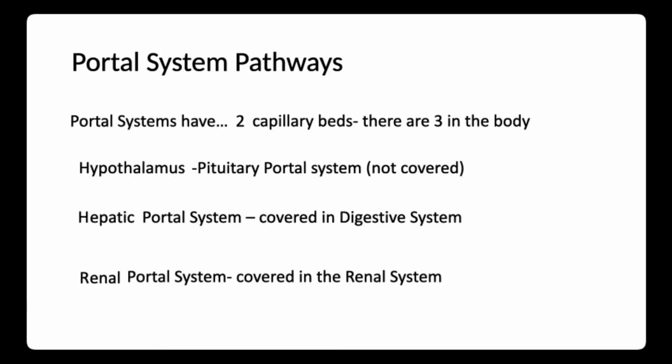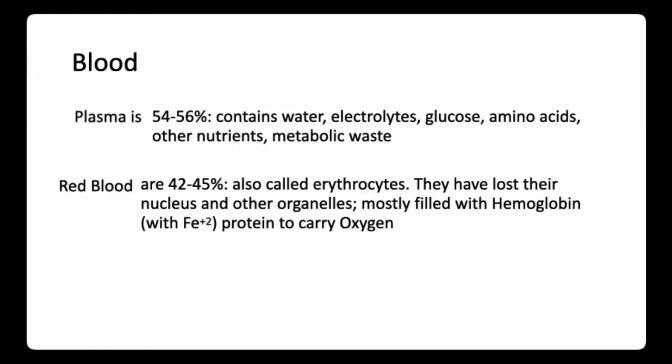Let's talk about portal system pathways. We have the pituitary portal system, the hepatic portal system, and the renal portal system. Let's talk about blood. That's right. Plasma is 54 to 56% of your blood. It contains water, electrolytes, glucose, amino acids, and other nutrients and metabolic waste.